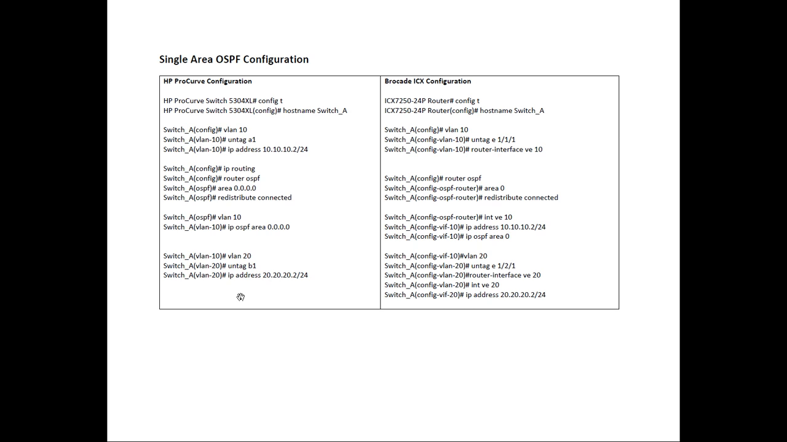And then to save that configuration on both sides, the ProCurve side or the ICX side, you would do a write memory, which is going to take your running config and write it into your startup config.